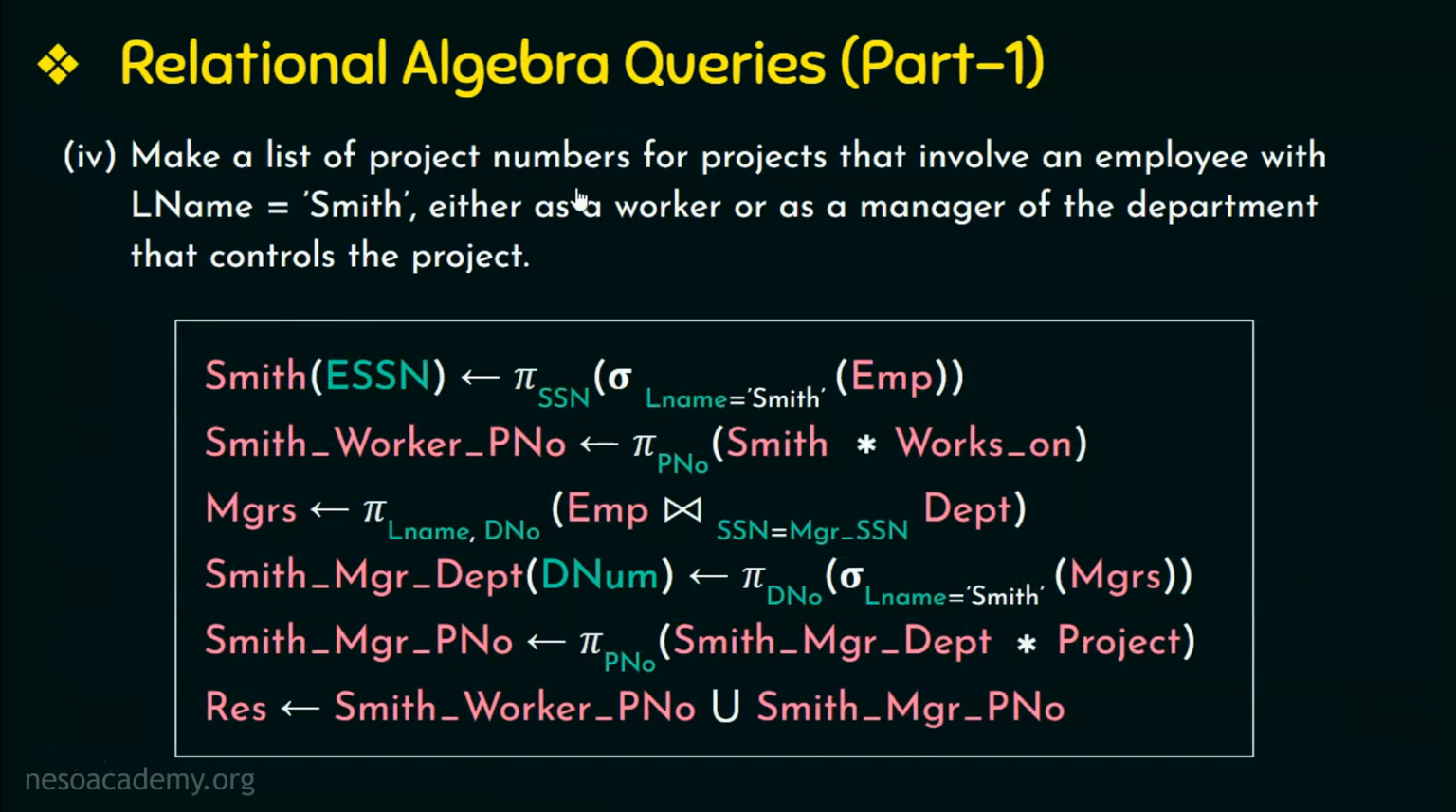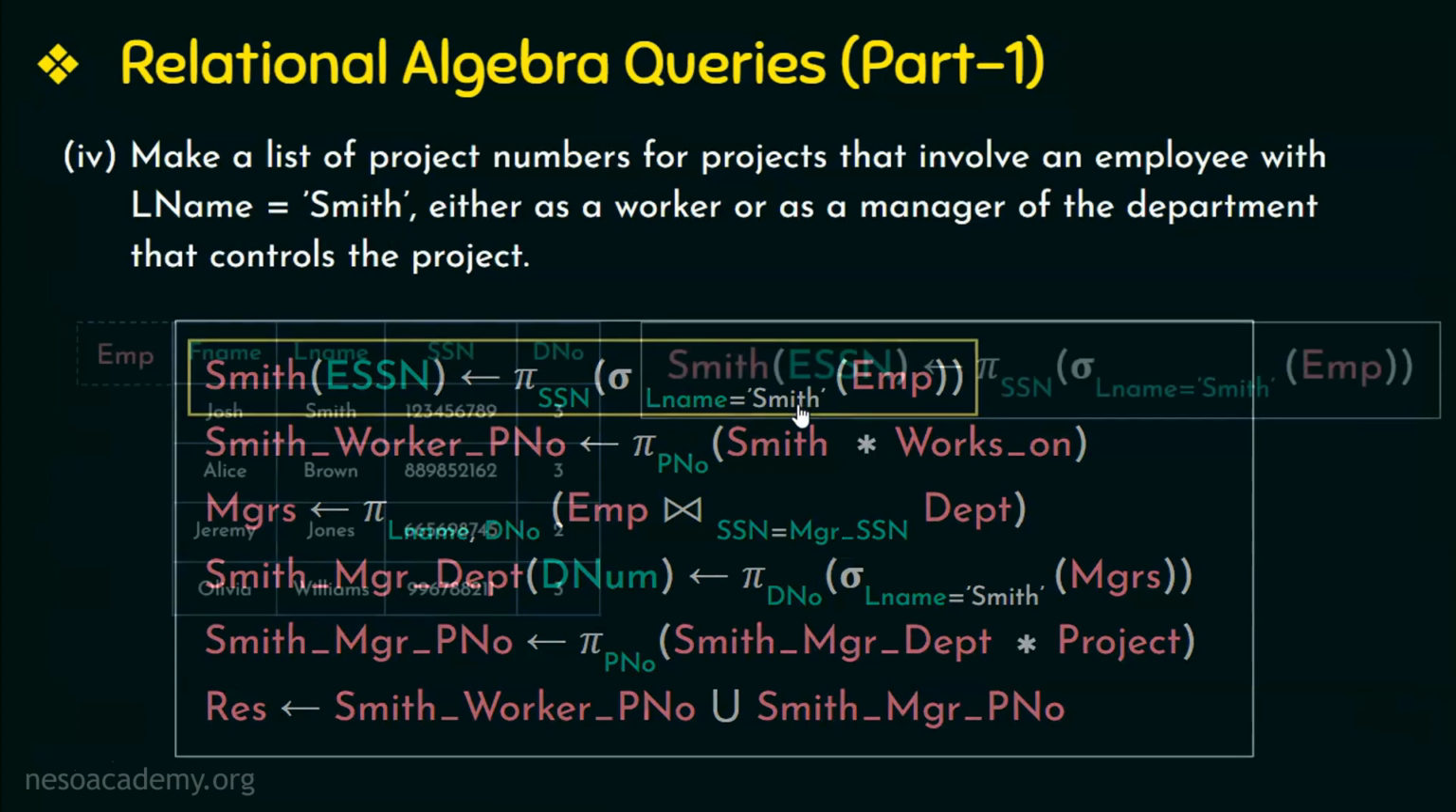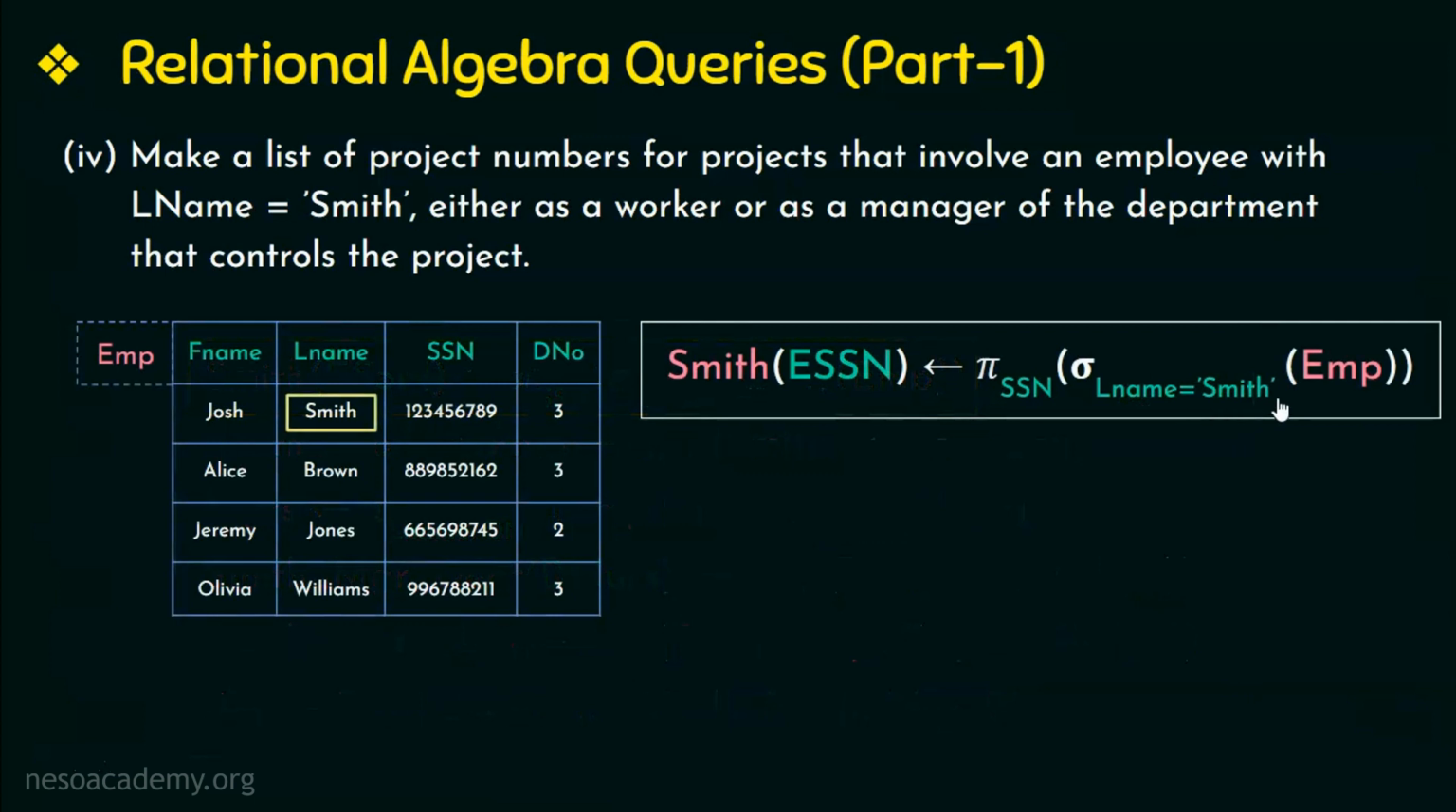Before making a list of project numbers, first we need to know the SSN of the employees having last name as Smith. Therefore, that is your first step. So here the tuple with last name as Smith is selected from the EMP relation. We see that there is only one employee with last name as Smith. Now from this selected tuple, we project only the SSN of the employee and store it in this relation with the attribute name mentioned explicitly. That is, instead of SSN, I rename it as ESSN.